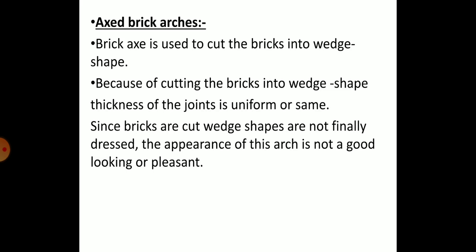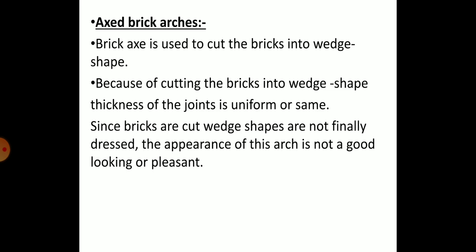The next is the axed brick arches. So what is the axed brick arch? In this type of arch, a brick axe is used to cut the bricks into the wedge shape. Because of cutting the brick into the wedge shape, the thickness of the joints is uniform or the same along the radial line, which is not observed in the rough brick arch.